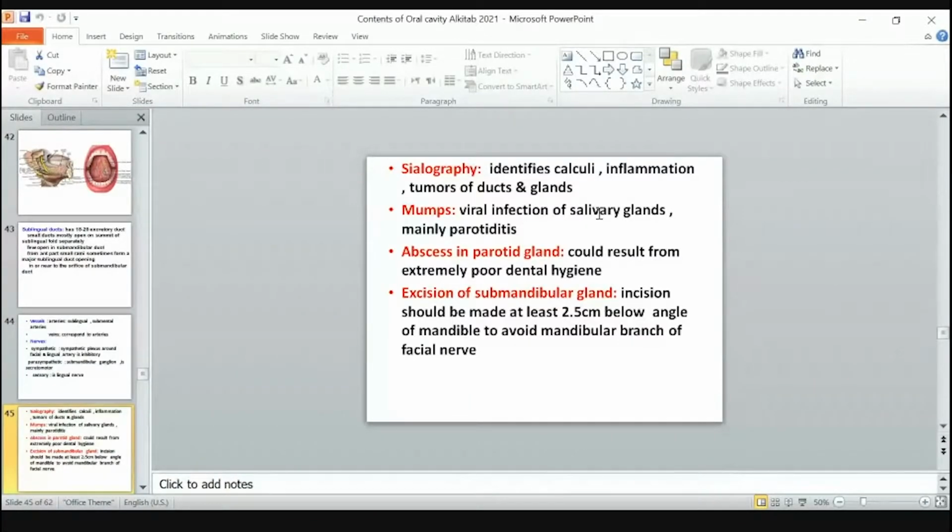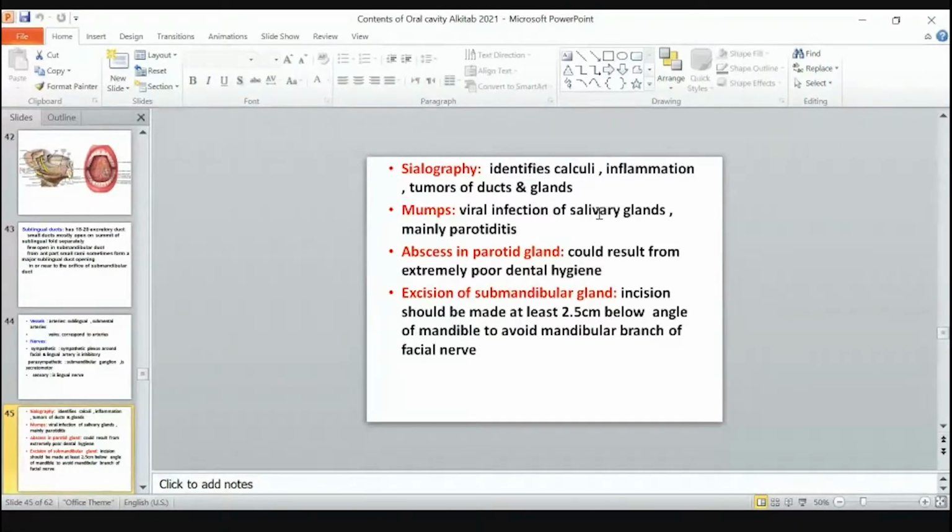Now, sometimes we have mumps. Nowadays, it has become rare because most of the children after birth, within 3 to 6 months after birth, are given the vaccine against mumps, measles and rubella, which we call MMR, the vaccine against mumps, measles and German measles.